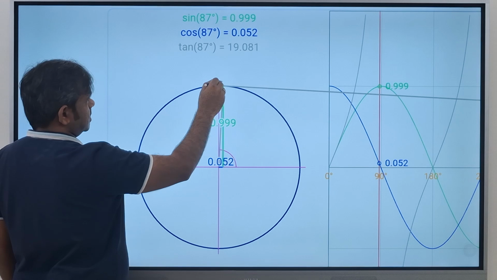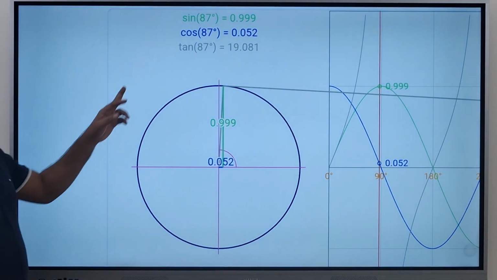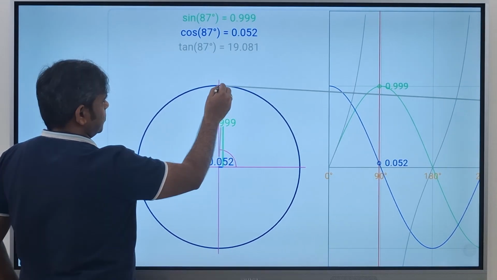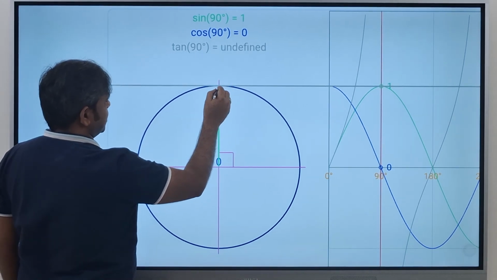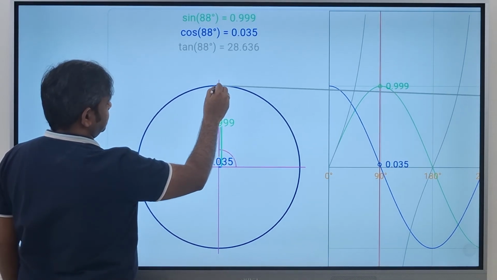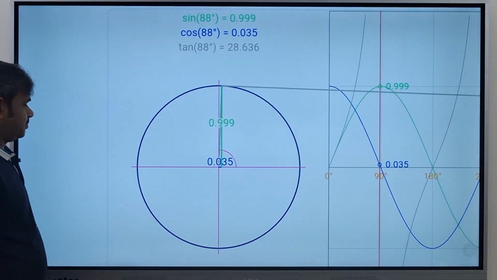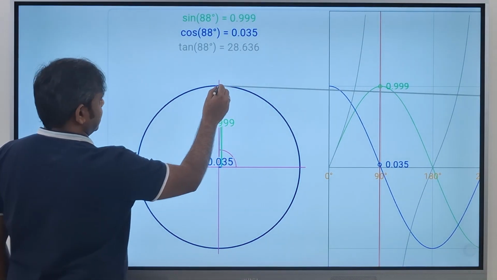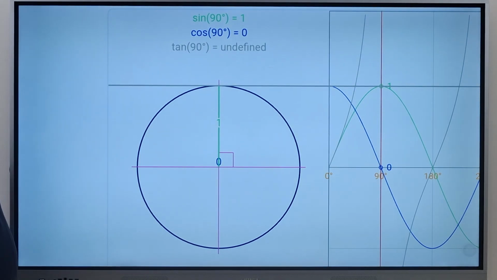Look at sine 87 degrees, value 0.999, cos 87 degrees, value 0.052, tan 87 degrees, 19.081. As the angle becomes 90 degrees, sin theta becomes 1, cos theta becomes 0, tan theta becomes infinity.